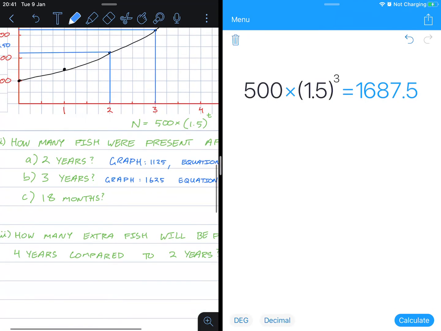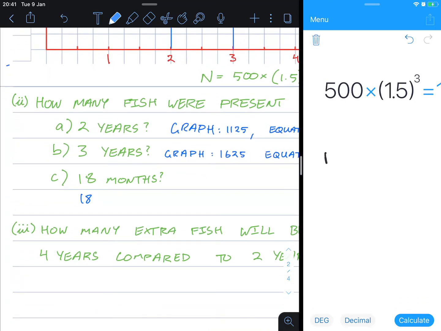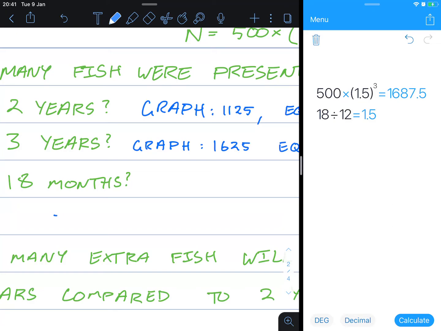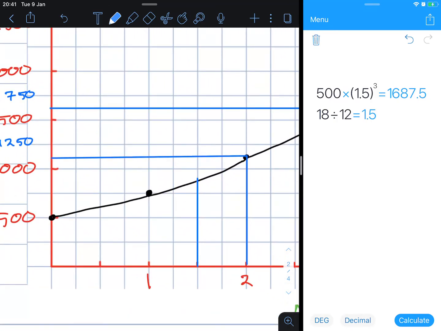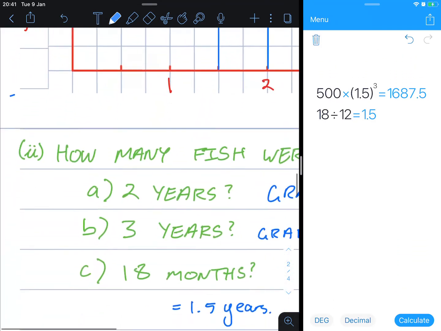18 months. Okay, so before we continue, we have to be careful because 18 months is actually, if we do 18 divided by 12, that's 1.5 years. So 18 months is equal to 1.5 years. So 1.5 would be about here. And at that point, let me draw that again. According to the graph that we've drawn, that will give me, well, 750 is here. So from the looks of it, that's 875.